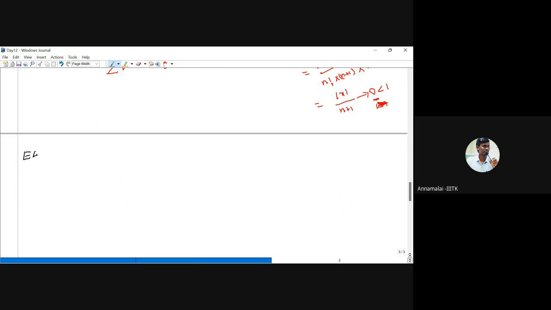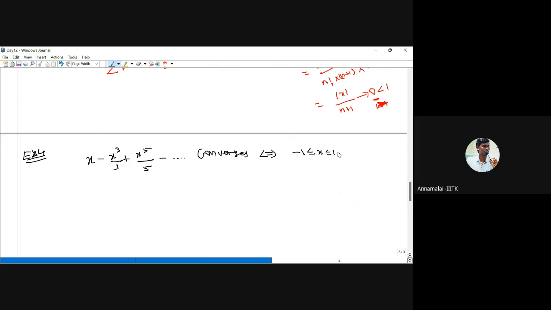Fourth problem like that. Prove that the series x minus x cube by 3 plus x power 5 by 5, alternating plus and minus, but only the odd terms, converges if and only if x lies between -1 and +1. So how to prove this one?